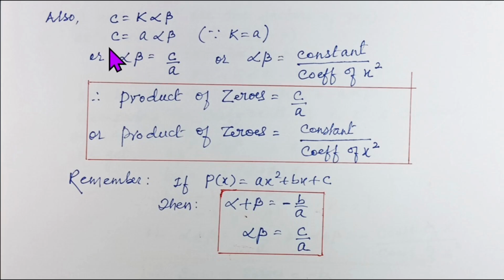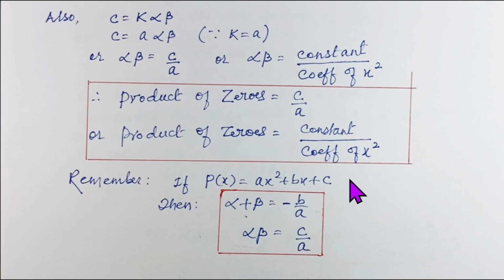It means that the product of the zeros of a quadratic polynomial is equal to c, which is a constant, divided by the coefficient of x squared. So, two very important relations we get from the zeros, that is product of zeros is equal to c upon a, or the product of zeros is equal to constant upon coefficient of x squared.